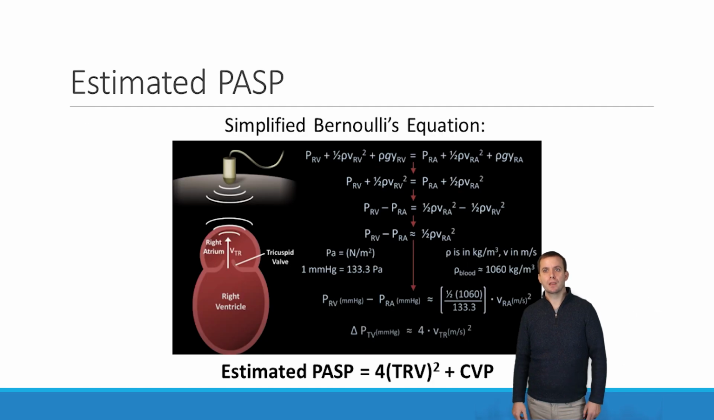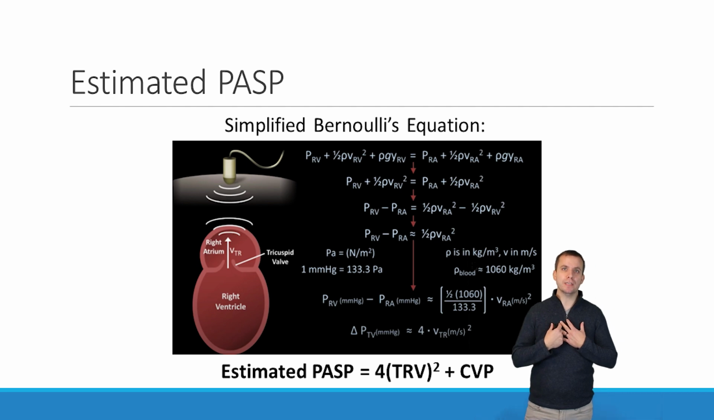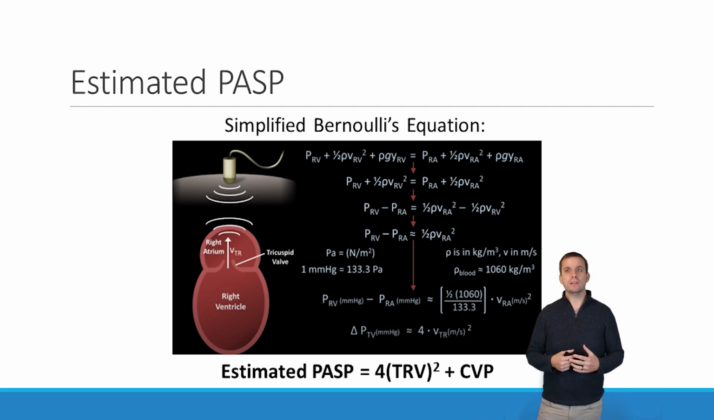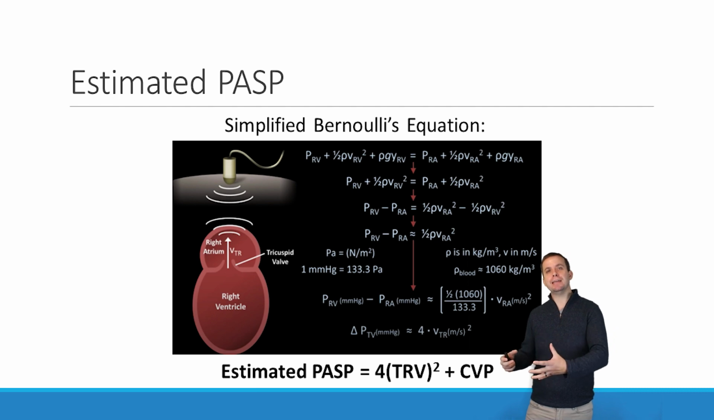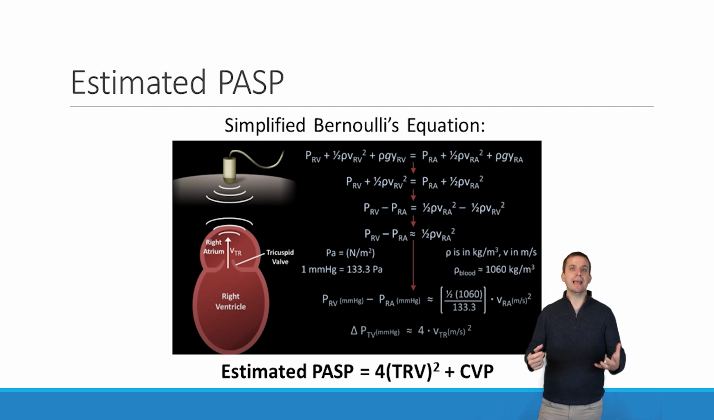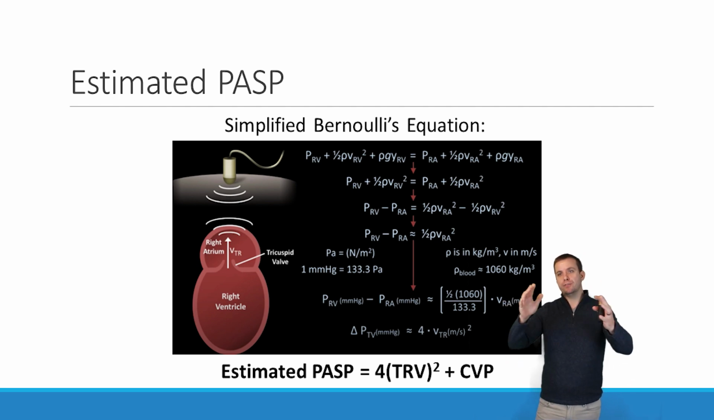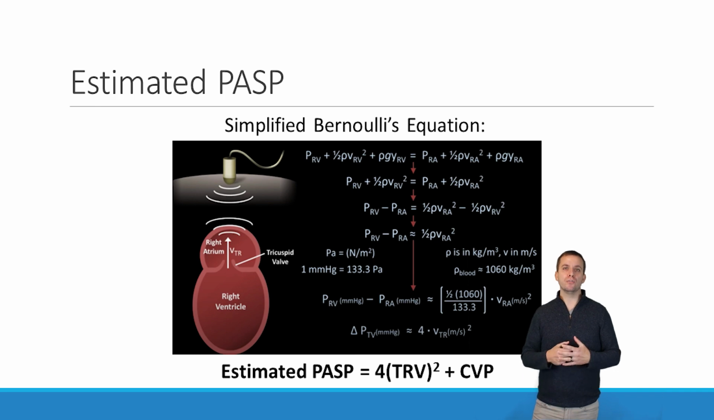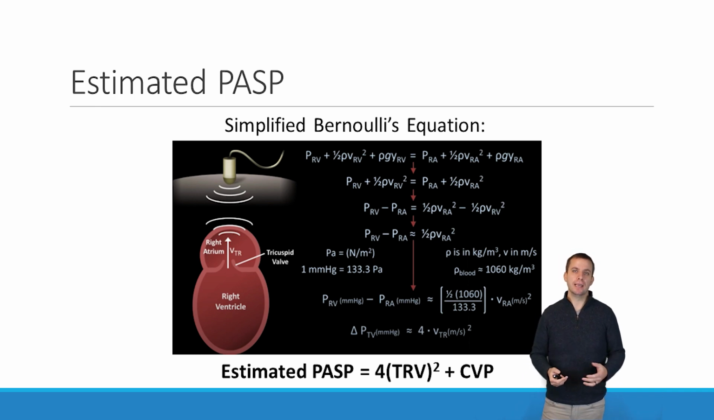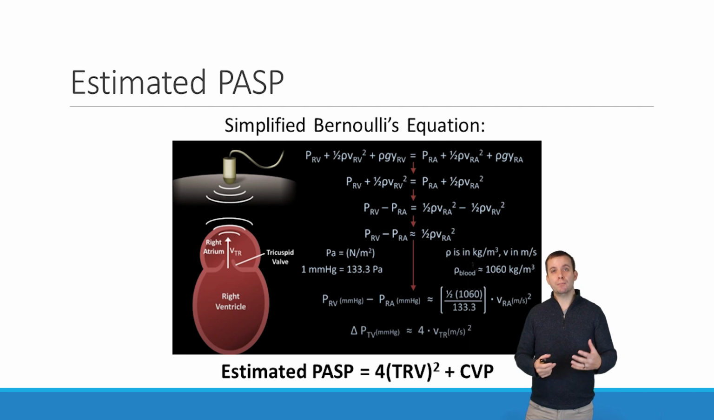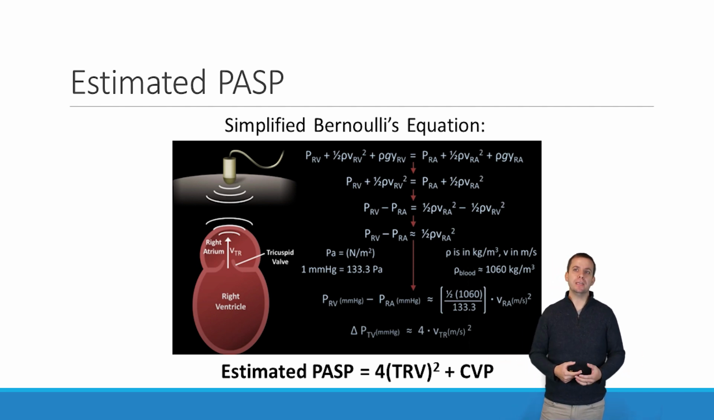You can estimate, so if you don't have a Swan in and you want to get an idea if you think somebody has increased afterload, one of the things you can do is estimate what somebody's PA pressures are using echo. And this is using a simplified Bernoulli's equation. And here's all the different math to be able to go through it. But the end equation is just 4V squared plus CVP. Your V is your tricuspid regurg velocity in meters per second. You square that, multiply it by 4, add your baseline CVP, and you're going to get an estimated pulmonary artery systolic pressure.